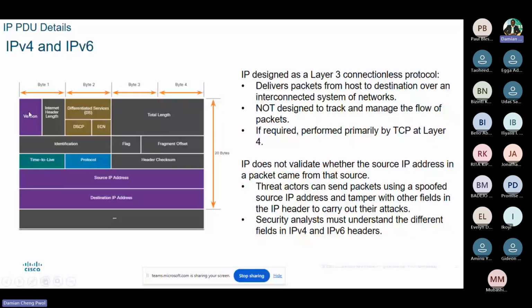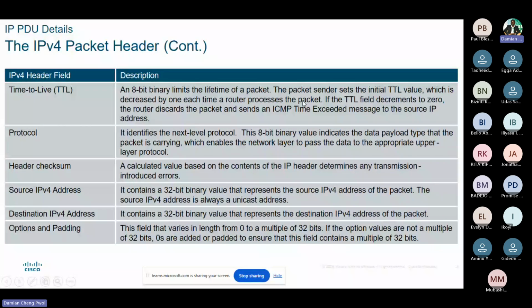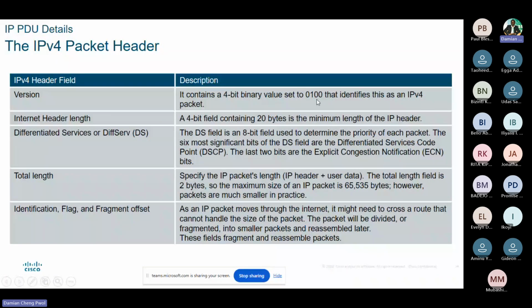So the version contains a 4-bit binary value set to 0100 that identifies this as an IP version 4 packet. So this is just binary. If you convert your binary to decimal, it's 4. So that's how we get the version.